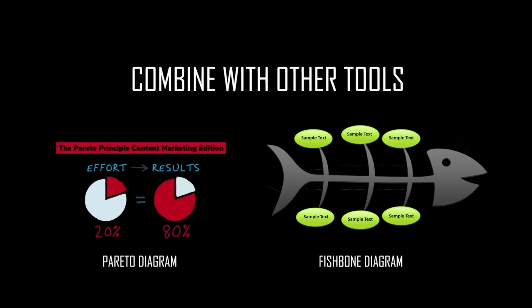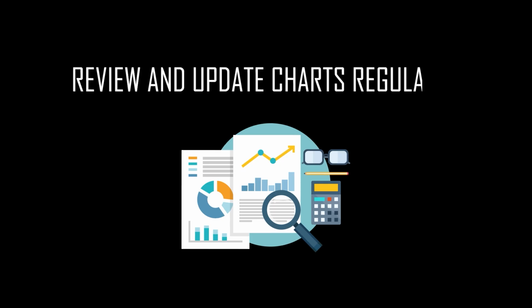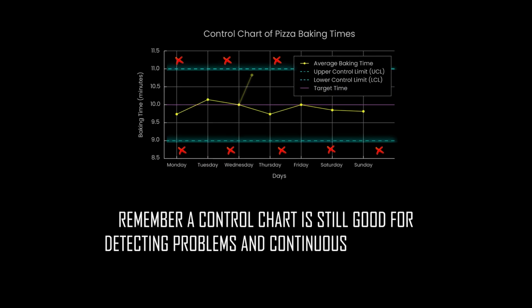Combined with other tools like Pareto or fishbone diagrams, charts show what went wrong. These tools help you find why. Review and update charts regularly. Don't set and forget. Your process changes, so your chart should too. However, remember, a control chart is still good for detecting problems and continuous improvement.